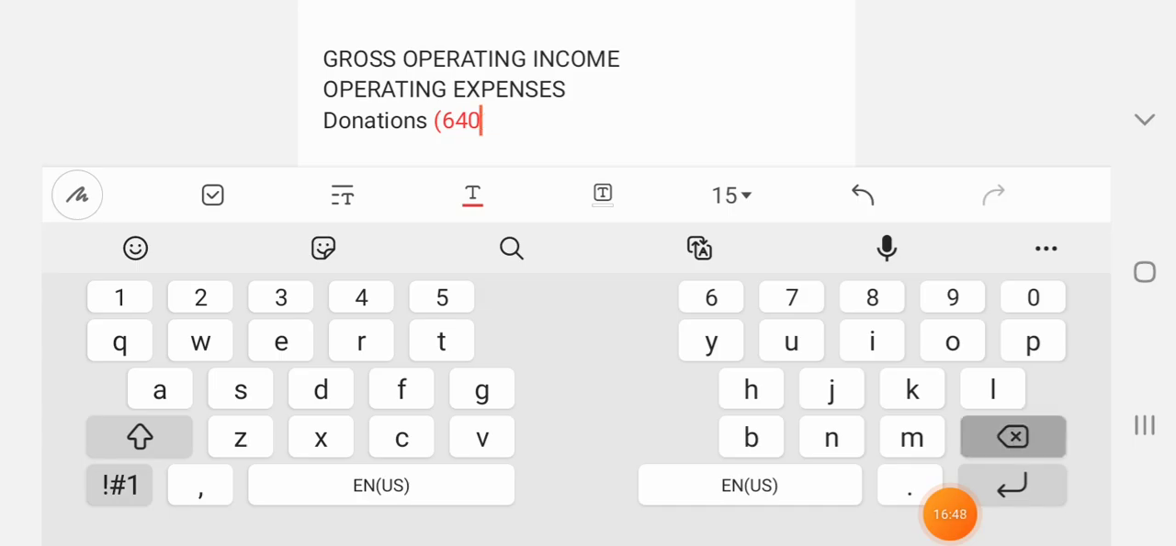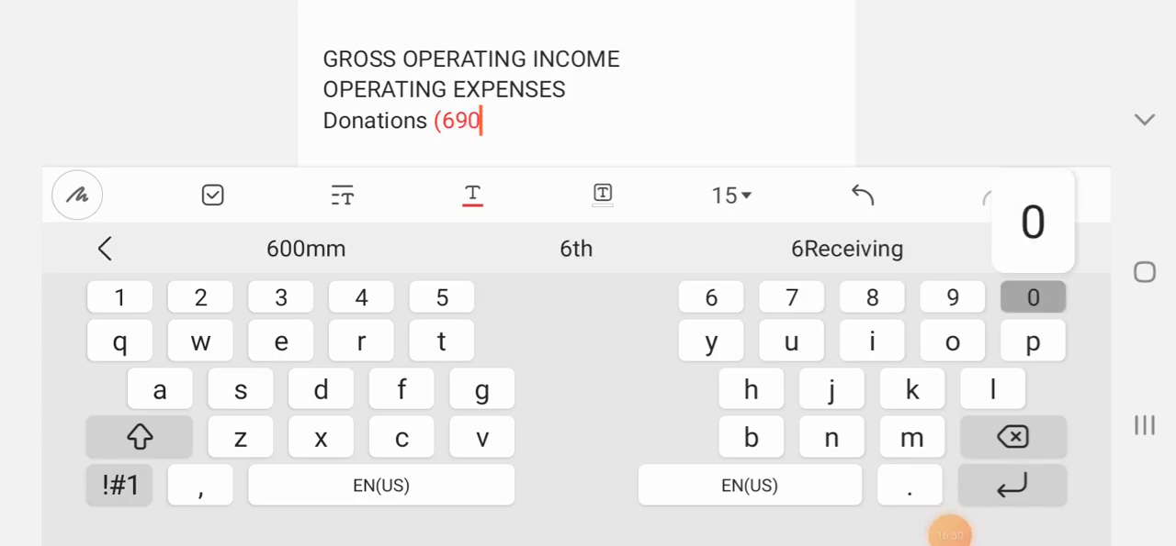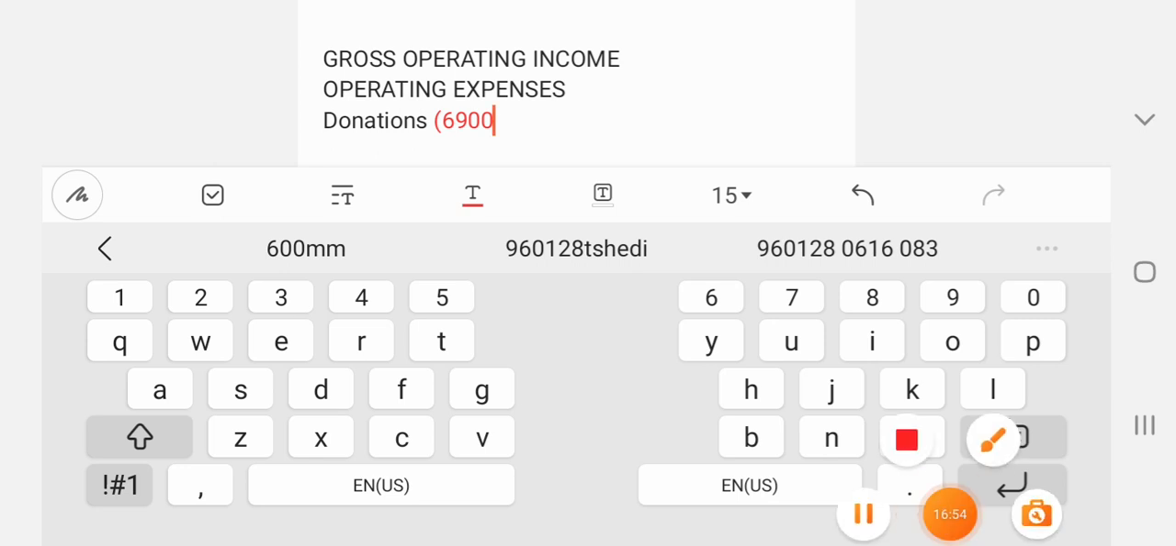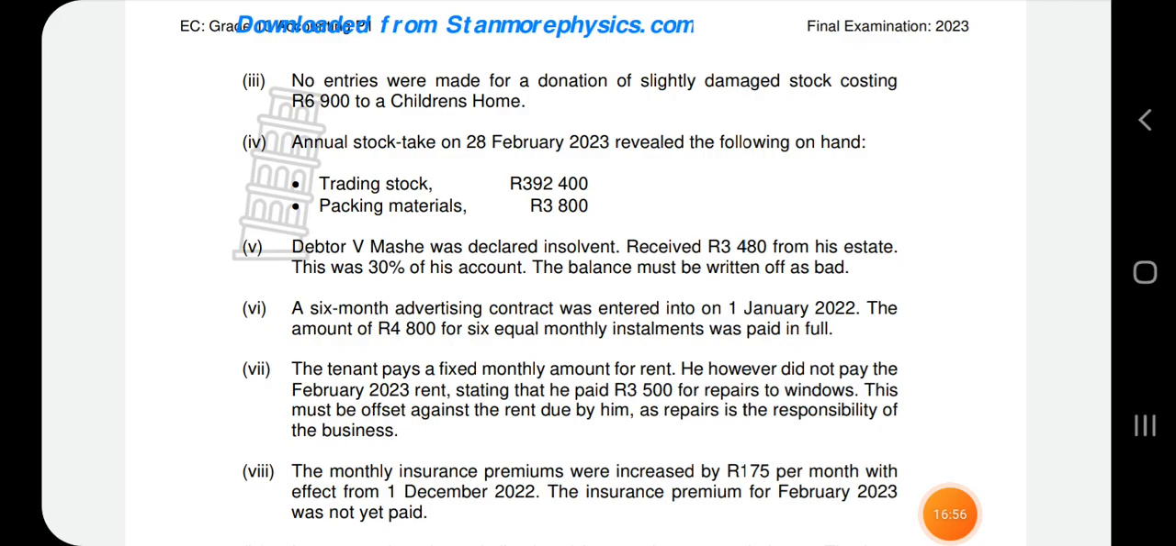Okay, that was 6,900 rand to the children's home. And then annual stock taking on 28 February 2023 revealed the following.